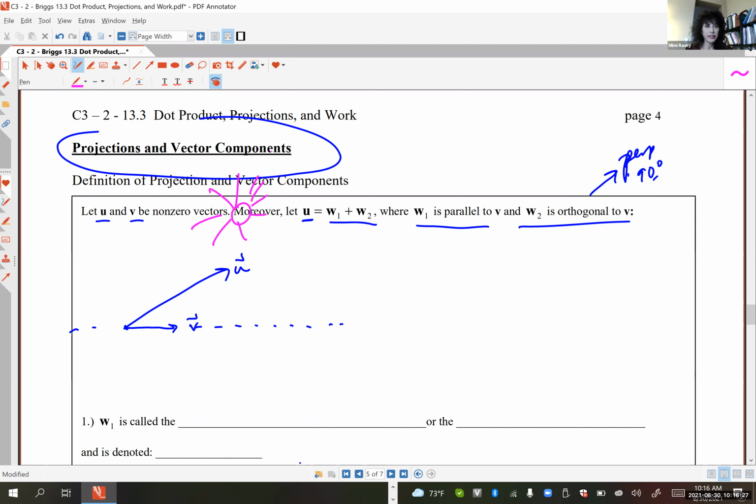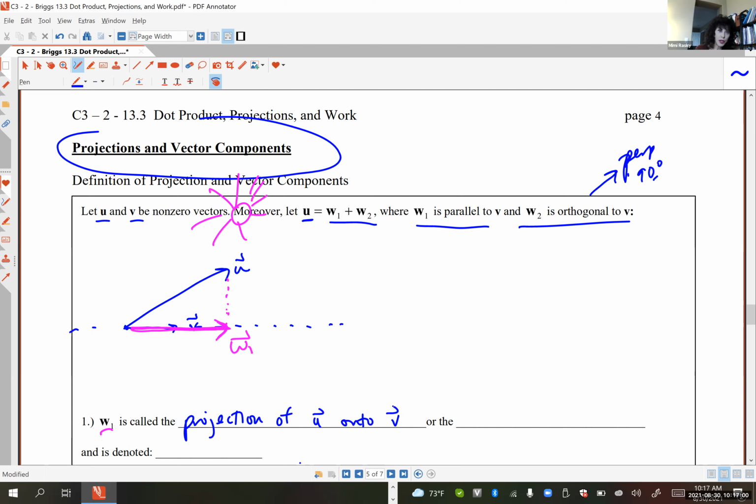If you can imagine the bright sun, and the shadow that U makes on the ground is the projection of U onto V. So if you can imagine that the shadow that U makes on the ground, which would be this vector here in pink, that's W1. And that is the projection of U onto V. So fill in this blank in your course reader here. W1 is called the projection of U onto V.